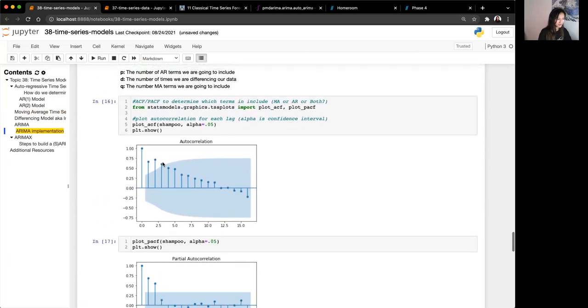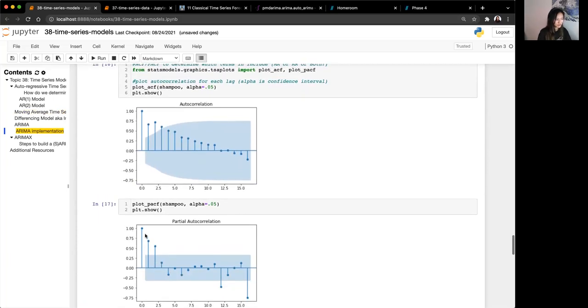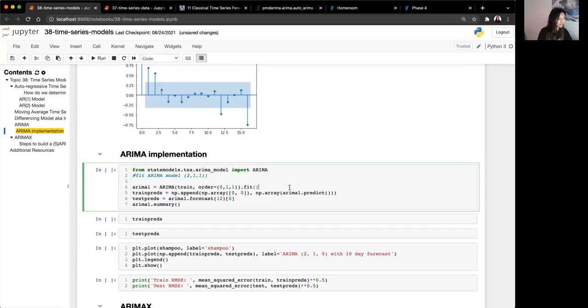These are the same from yesterday. We've pretty much decided that 2 lags is something that we will explore. And so let's fit this. Let's fit with 2, 1, 1 for now.